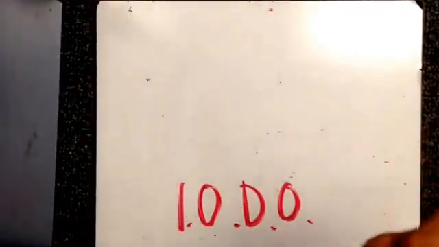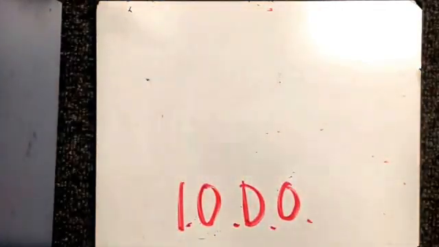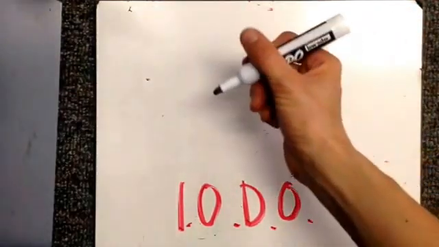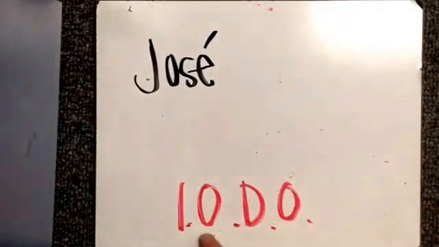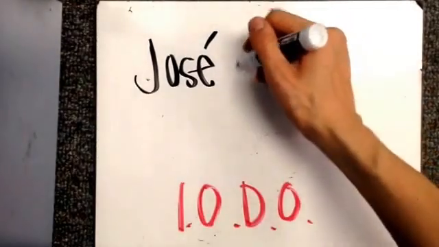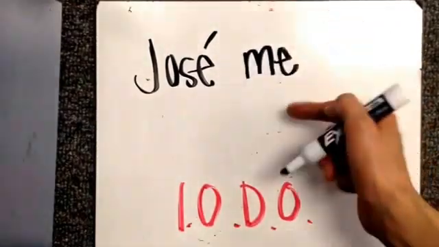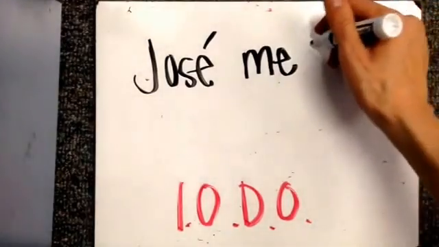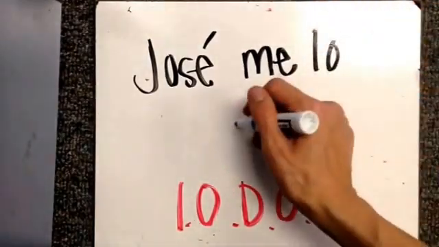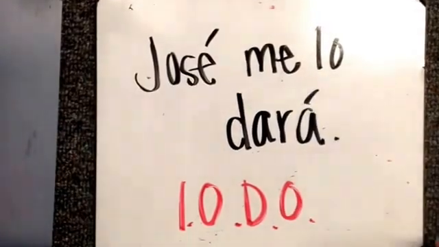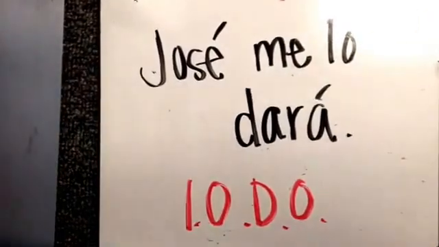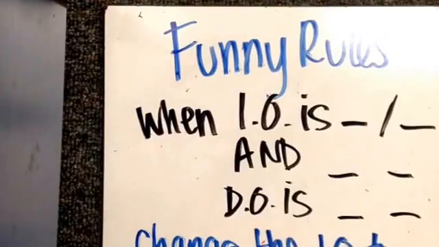So when constructing my sentence about who will give me the book and I'm talking to myself, I'm going to say first the person who's going to do the action, Jose. Then my indirect object, me, I'm receiving the action, me. The direct object, the book, lo. And then my verb conjugated for Jose. Jose me lo dará.